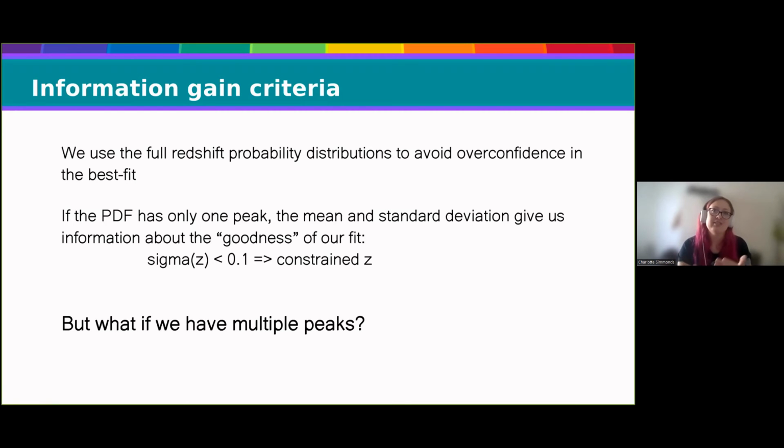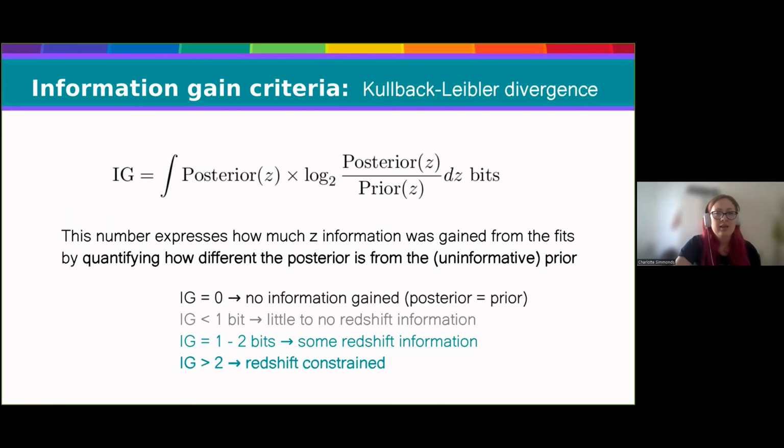So if this PDF only had one peak and it had a very small standard deviation, we would say it's constrained. The redshift is constrained. We're not saying if it's right or wrong. We're just saying the code is giving us a constrained result. Now that's much more difficult to see when you have multiple peaks. So how do we deal with that? We use the Kullback-Leibler divergence.